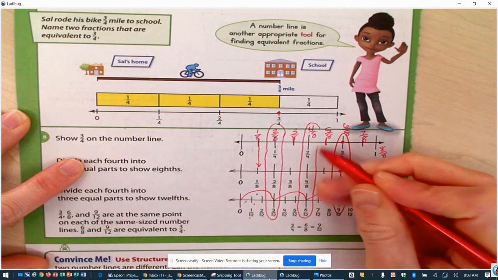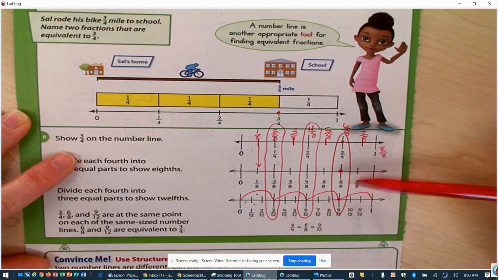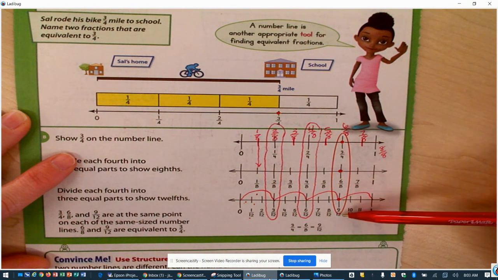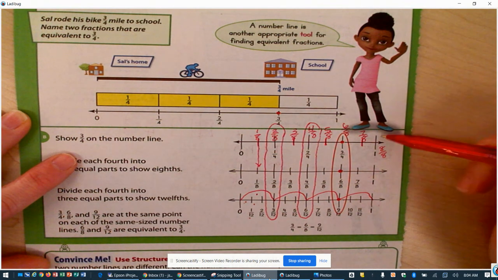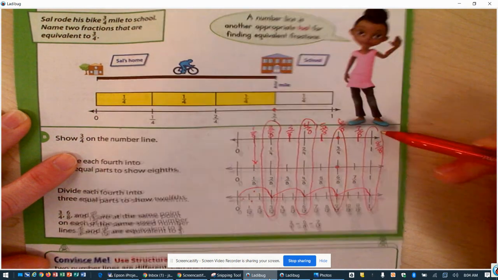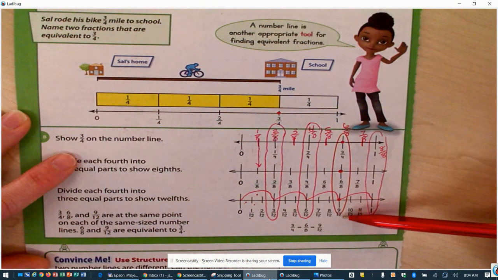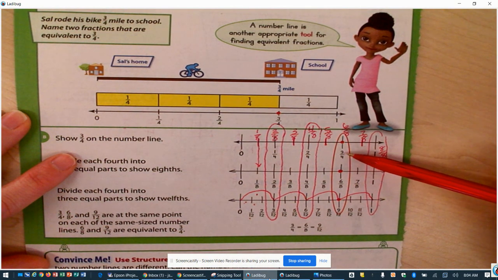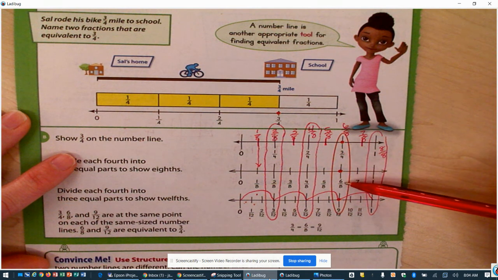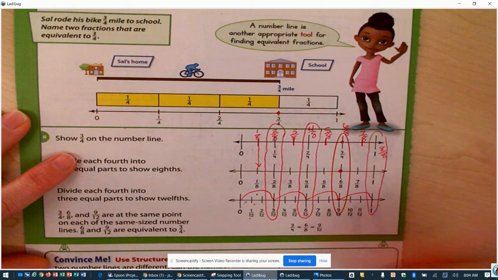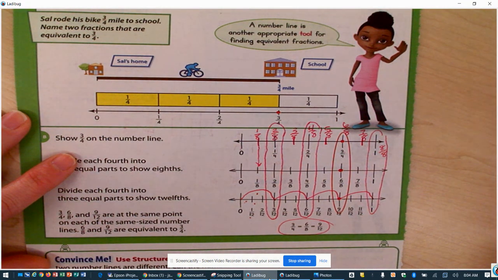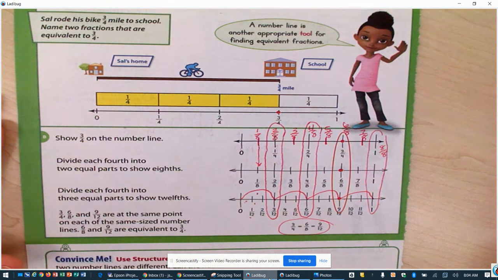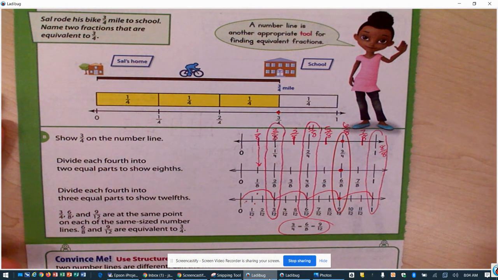Those are all equal to half, right? And then we match up again, which they've already circled, when we get to 3/4, 6/8, those are equal to 9/12. And then obviously we match up again when we get to 1 mile, sorry. All right, so that shows us that Sal rode 3/4 of a mile, 6/8 of a mile, or we could say 9/12. And that's why you're seeing down here that they're writing that those fractions are equal to each other.